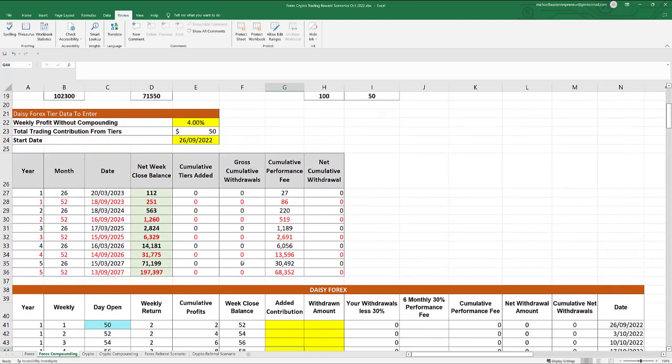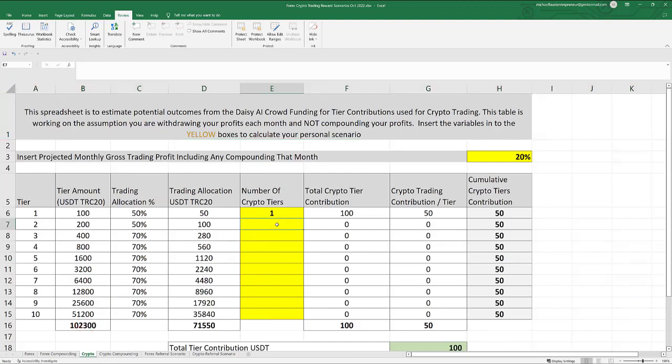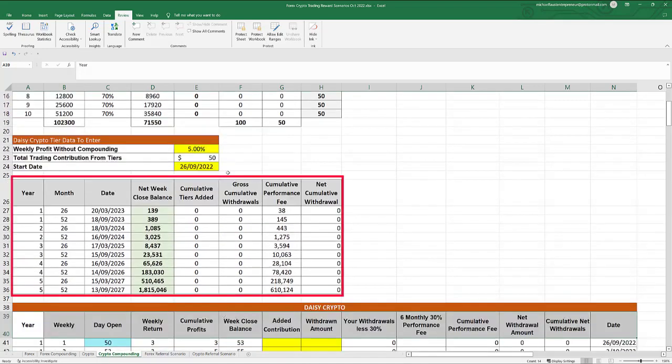Now, it does exactly the same thing with crypto. So with the crypto crowd fund, there is no momentum packs. So you just enter in the number of tiers that you have. The same principle applies. It'll adjust what you have in out-of-pocket cost and also how much is going to the trading pool. And the same with the compounding. It will give you a 6-month summary.